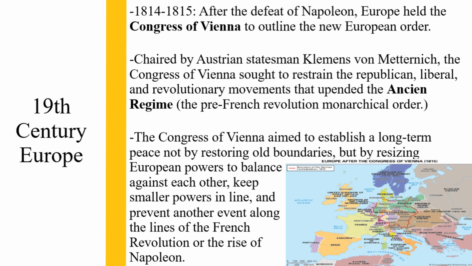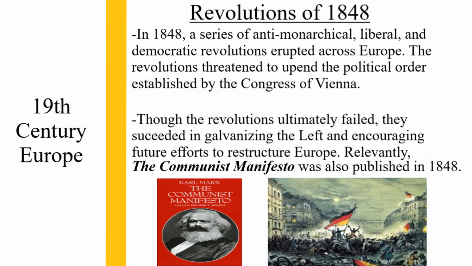If we go on to the next slide, we'll see the revolutions of 1848. In 1848, a series of anti-monarchical, liberal, and democratic revolutions erupted across Europe. The revolutions threatened to upend the political order established by the Congress of Vienna. Though the revolutions ultimately failed, they succeeded in galvanizing the left and encouraging future efforts to restructure Europe. Relevantly, the Communist Manifesto was also published in 1848. So here we can see a picture of the Communist Manifesto. No accident why it was published during these widespread revolutions and turmoil in Europe by the subversive Karl Marx.